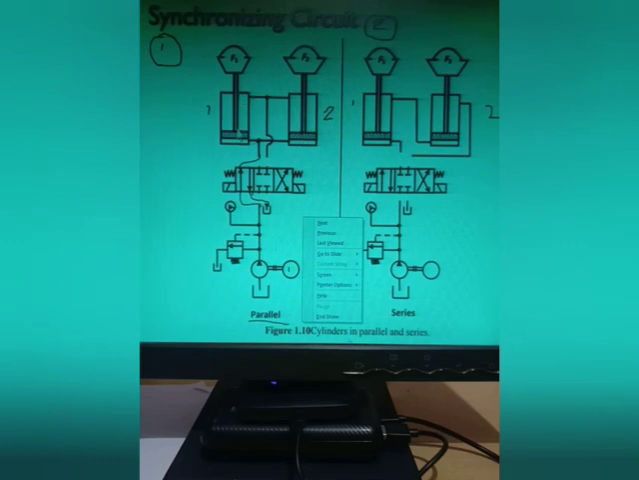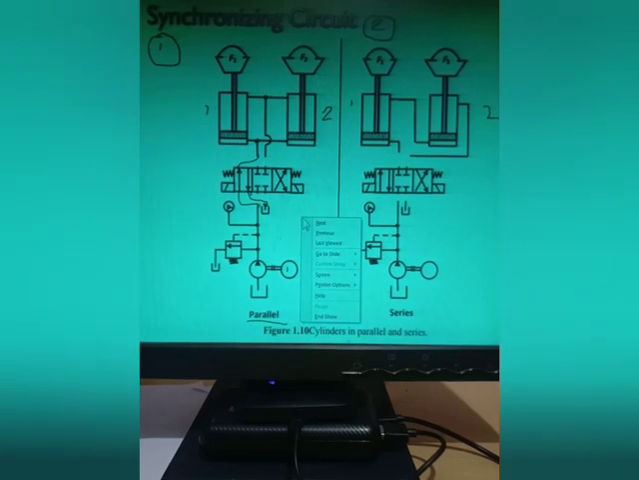As both the actuators extend, the oil from actuator number 1 will come here, and oil from actuator number 2 will come here, and from this end both the oil will go to the reservoir. This end is connected to the reservoir. This is normal operation. Now what is happening here?